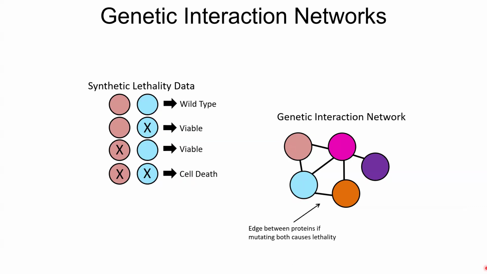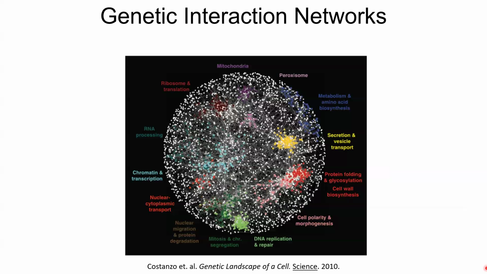It causes cell death. And this is a corresponding paper analyzing a genetic interaction network that was published in Science in 2010. It's a landmark paper in the field. This is the Human Genetic Interaction Network. And what the authors did here is after they mapped out the genetic interaction network, they determined the functions of the proteins of different groups of functions. So for example, you have things like secretion and vesicle transport colored here in yellow. And you can see proteins of similar function tend to be all clustered together.